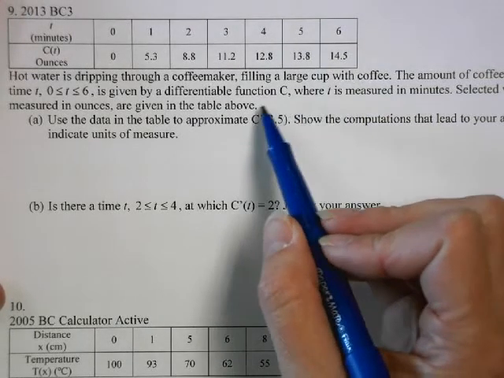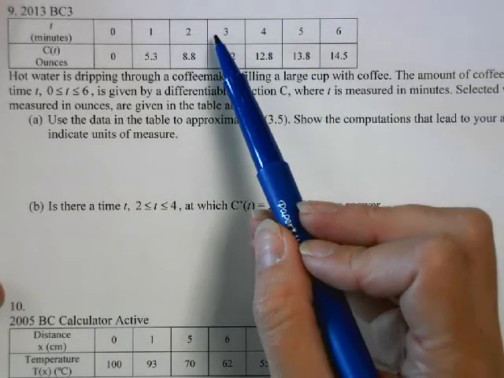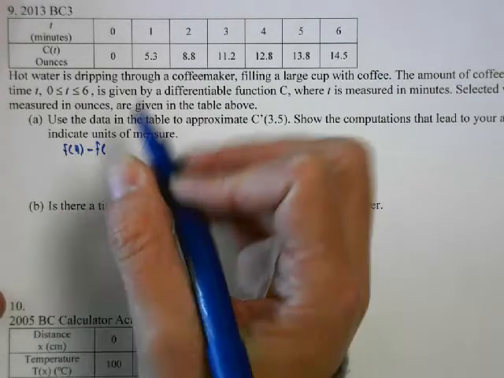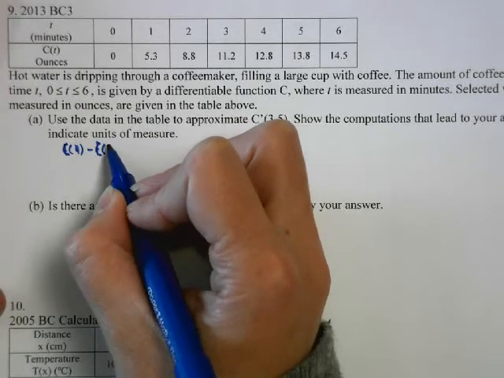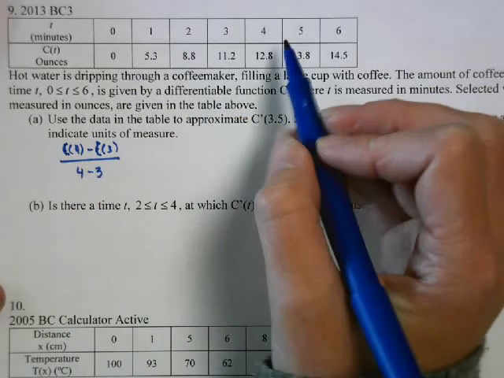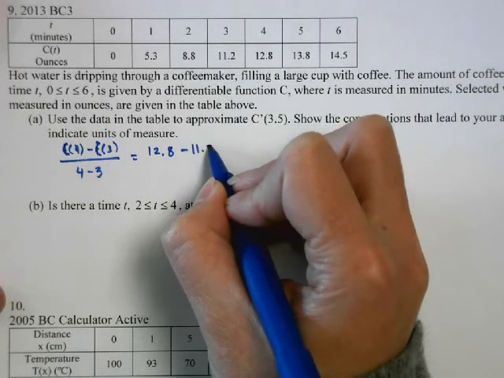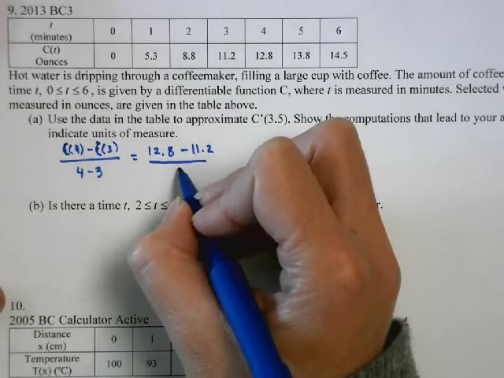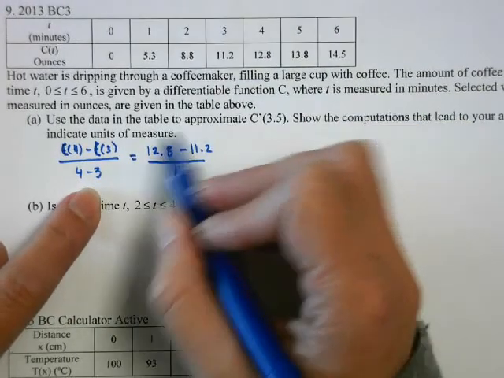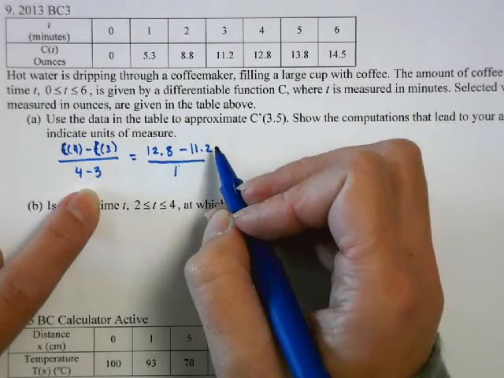So the c prime, that's the slope. So we're going to look at the slope for 3.5. We're going to go from 3 to 4. So we're going to have c of 4 minus c of 3 over 4 minus 3. So c of 4 is 12.8 minus 11.2 over 4 minus 3 is 1. You can leave it just like this. I know it feels a little bit awkward, but on the AP test, just leave it like that.